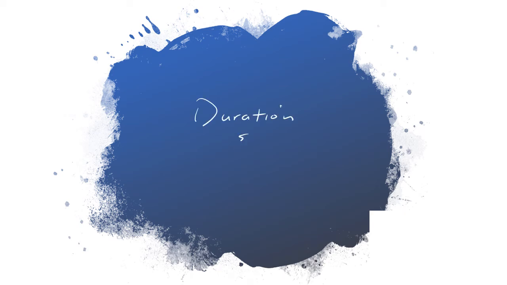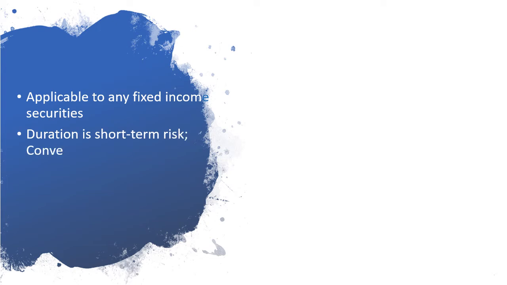In this video, I will talk about duration and convexity and how to compute them. Duration and convexity both are risk measures of a fixed income security, which means the higher the duration and convexity, the higher the risk of the security, and hence a higher return is expected. To be short, duration is a short-term or day-to-day risk, and convexity is a longer-term risk.